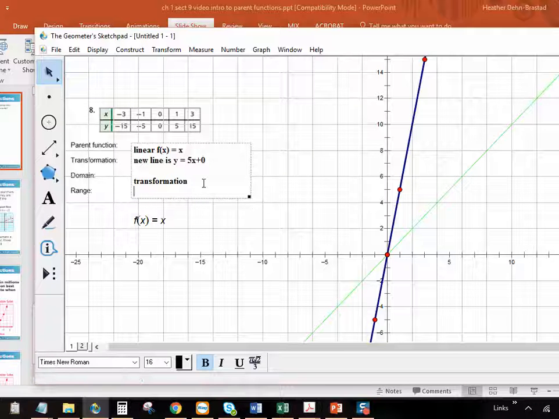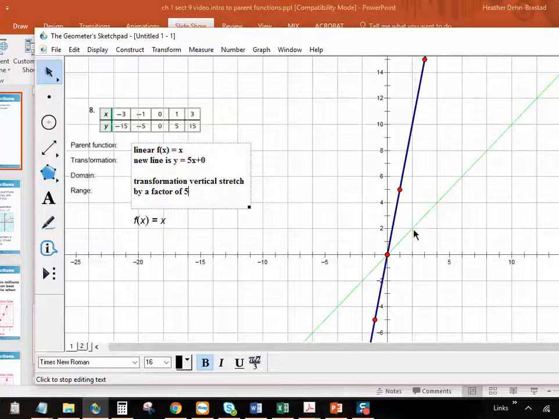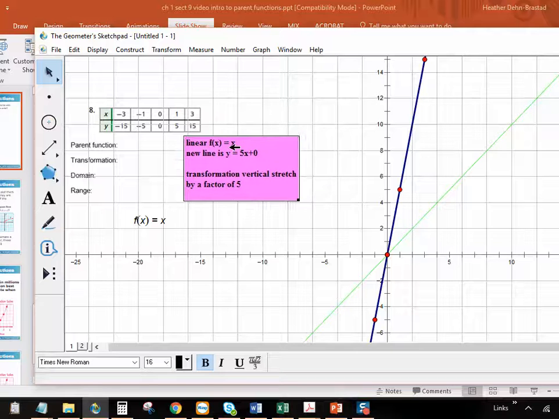The transformation is a vertical stretch, I guess I should write, by a factor of 5, because the slope changed. It was stretched up. And you can kind of see that it was stretched up along the y-axis. The domain, all real numbers. The range, all real numbers. Linear equations, unless there's a real world situation that's limiting them in some way, they're going to just be all real numbers.